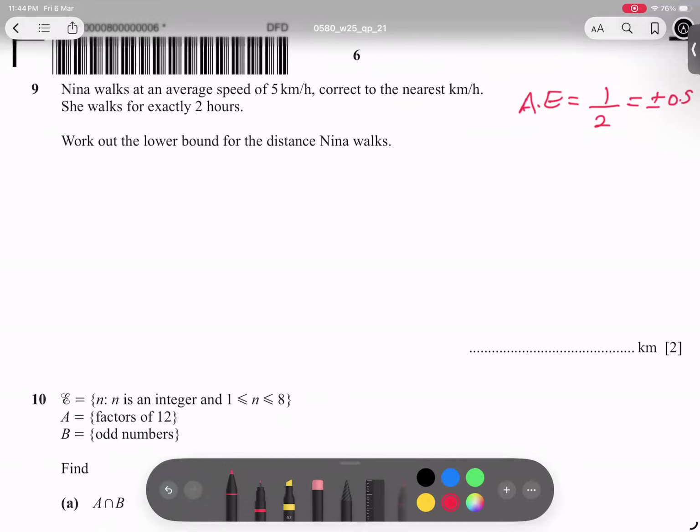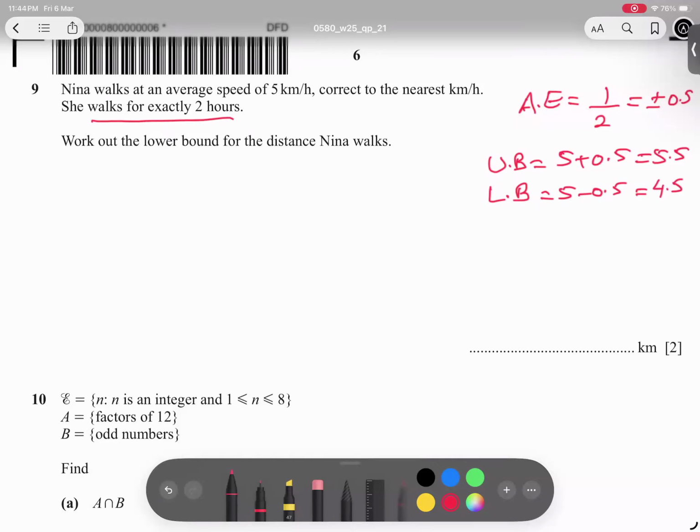And what is the planning? He's saying the speed is 5 kilometers. The upper bound of speed I can find by adding 0.5 to 5. And the lower bound of speed I can get by subtracting. Anyway, there is no need to calculate; just for the sake of understanding, I'm doing it. Okay, let's move on to the next.